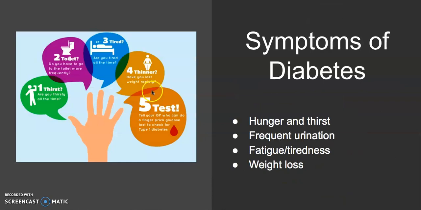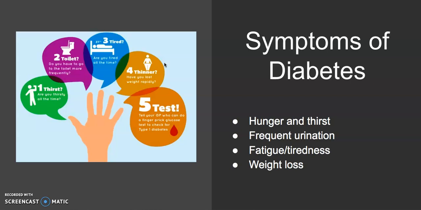So, as we said just now, people can lose weight really quickly because, one, they're not able to use the sugar that they're taking in to turn into energy, and they have limited fat synthesis. This might seem counterintuitive given that type 2 diabetes is associated with obesity, but this still stands.